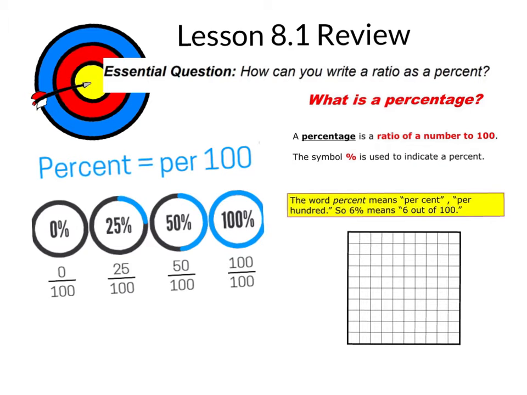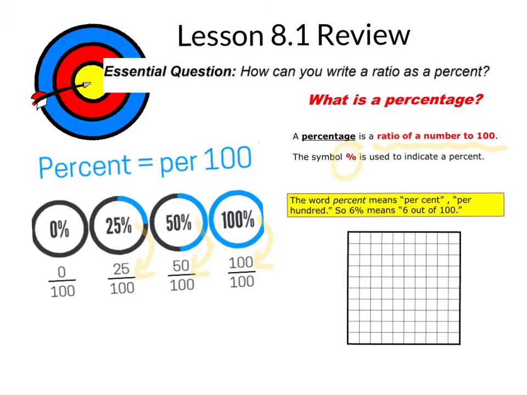So 0% means 0 out of 100. 25% means 25 out of 100. 50% means 50 out of 100. And 100% is 100 out of 100. So a percentage is a ratio of a number to 100.